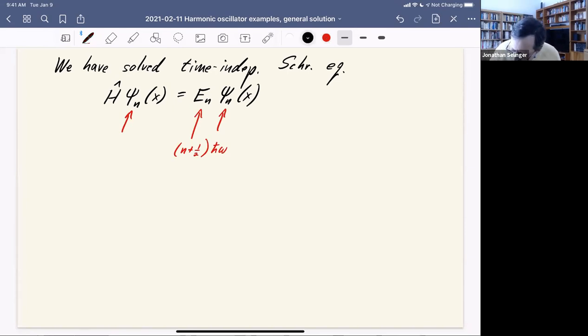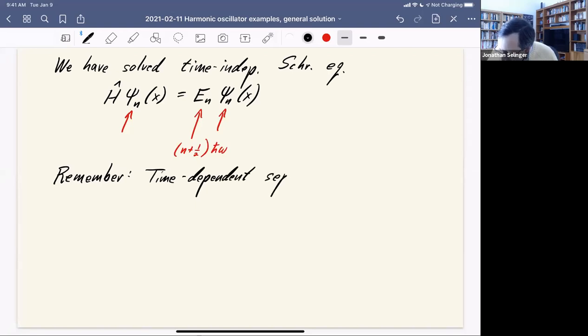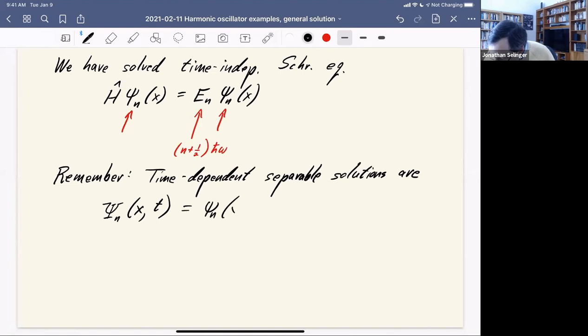So now we have to remember the time-dependent separable solutions are the uppercase psi as a function of x and time, which are these things that we have found times the time-dependent exponential factor, where this energy is the same thing as that energy.